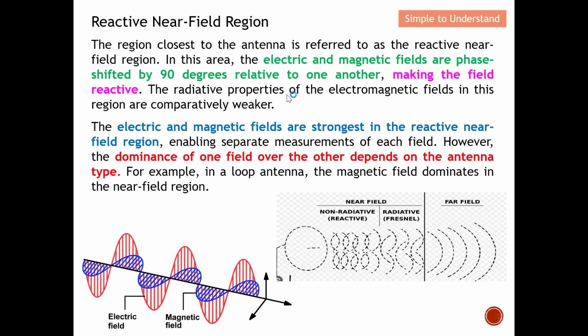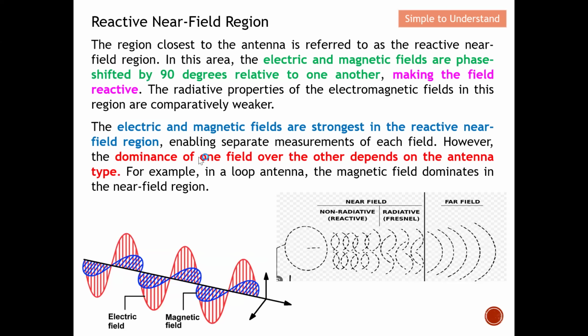The radiative properties of the electromagnetic field in this region are comparatively weaker. You compare these two fields, and they are much weaker as compared to the reactive field. The electric and magnetic fields are strongest in the reactive near field region. Remember, when the signal moves away from the antenna, the signal reduces. Hence, the E field and the magnetic field in this region are the strongest possible. The closer it is to the antenna, most of the time, the stronger they are. Therefore, they are the strongest in the reactive near field region.